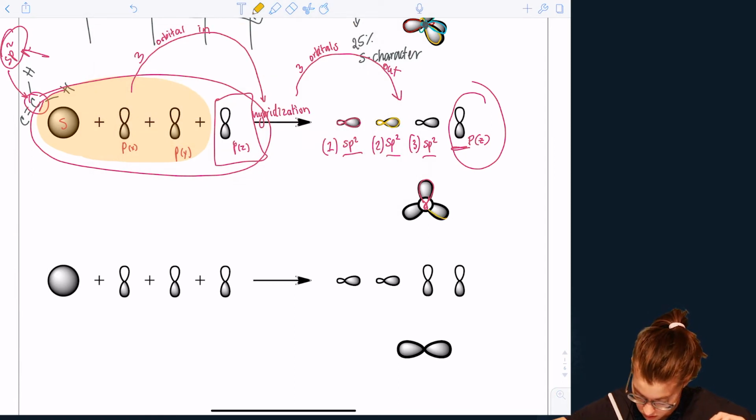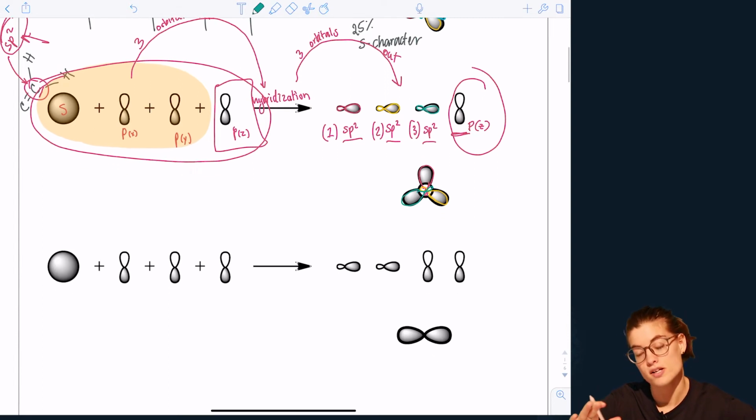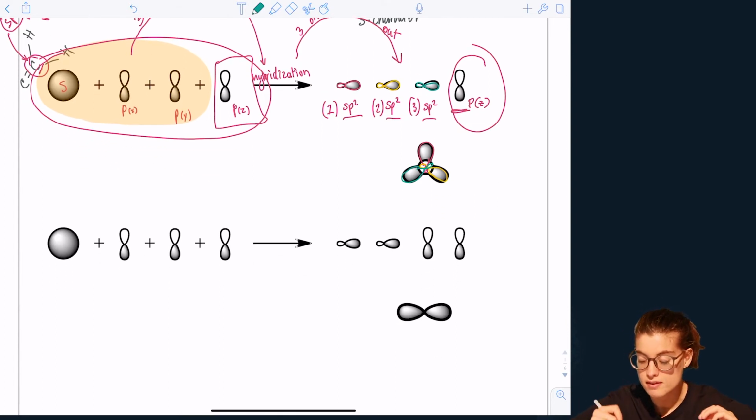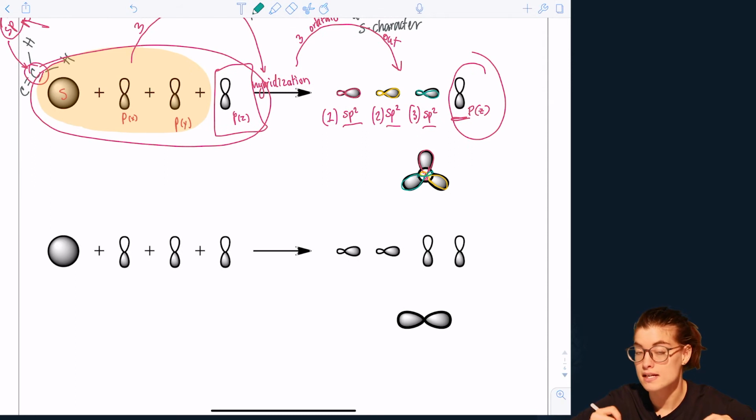All right, so here's the yellow one. And then I'll do a green one. All right, but what about that p orbital? Oh, before I jump to that, the important thing to know is that these three hybrid orbitals are all existing in the same plane. They're called trigonal planar, okay? So notice how this kind of looks like a triangle.